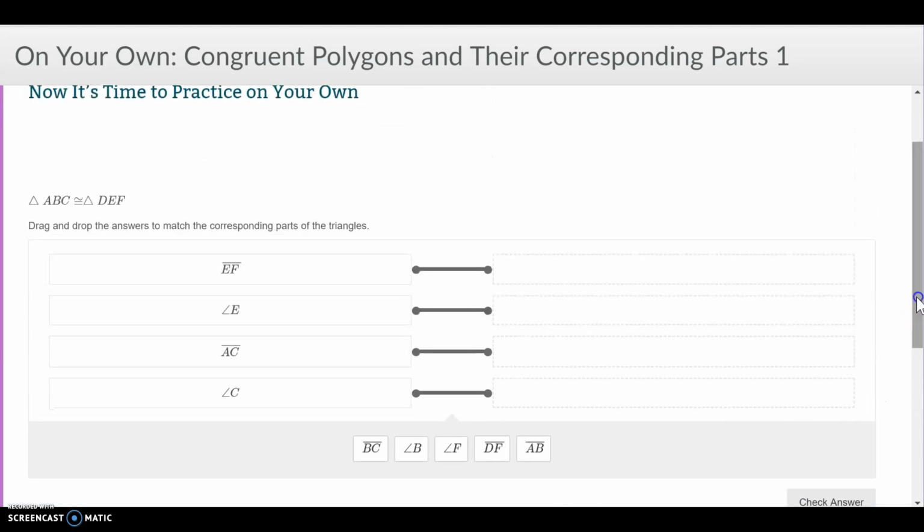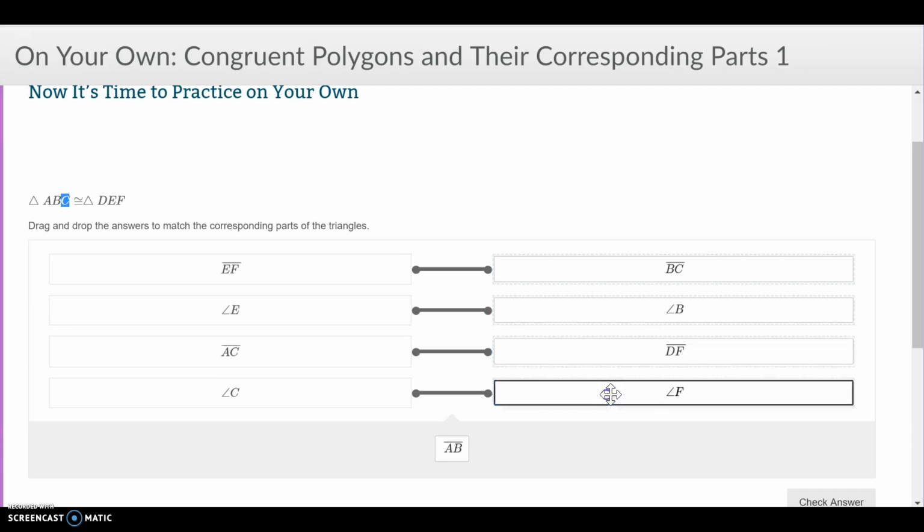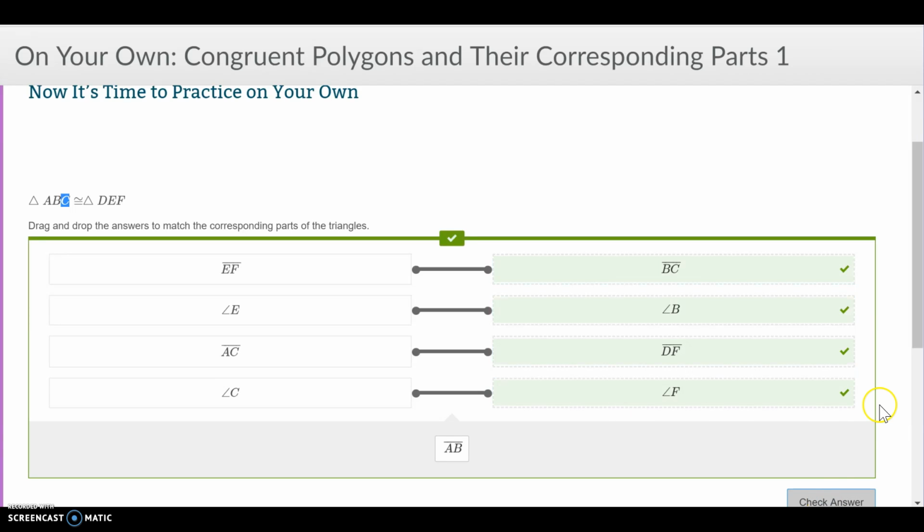Last one. So we're looking at EF. EF is the last two letters, so it has to correspond with BC. Angle E is in the middle, so it corresponds with B. AC is the two end letters, so it has to correspond with DF. And C is the last angle, so F has to be the answer there. Let's see if we're right. Good job.